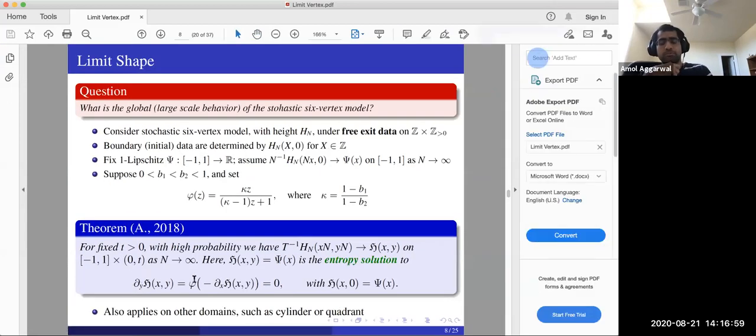So partial y of h is equal to phi of minus partial x of h. Now, again, you have to be a little bit careful about what you mean by the solution to this PDE. You might hope that this PDE has strong solutions, but it doesn't. This PDE does not have strong solutions. And the weak solutions to this PDE are not unique. So there are multiple different h's that satisfy this PDE.